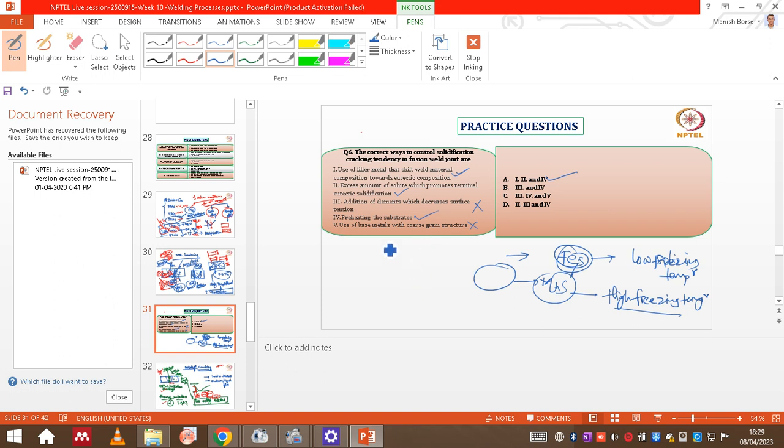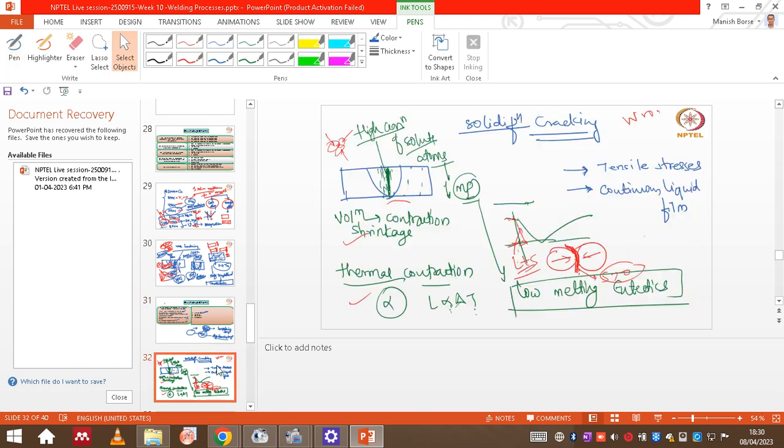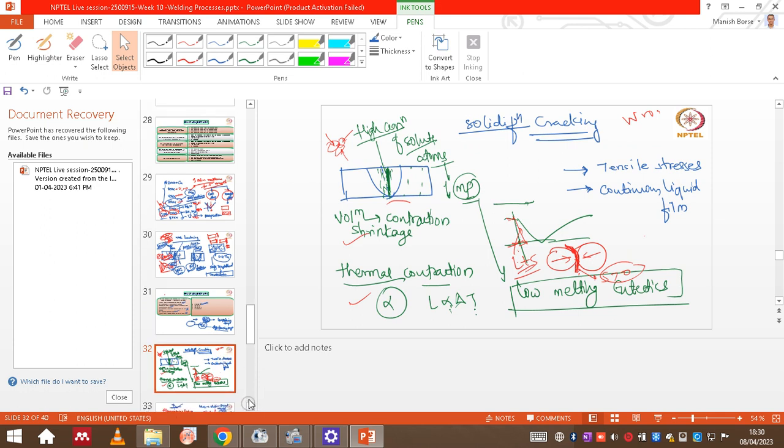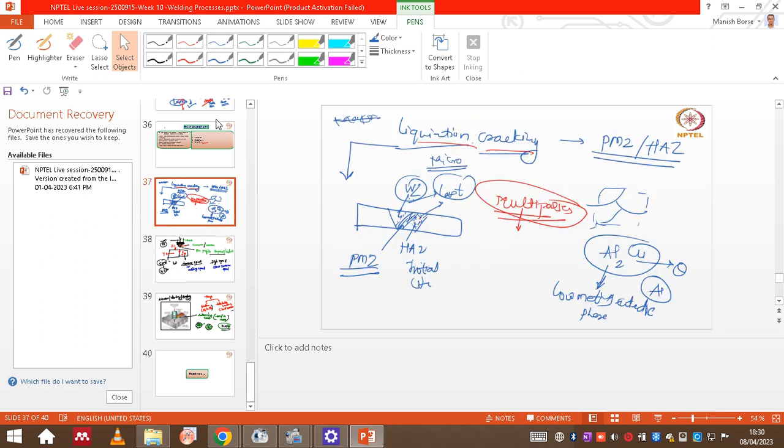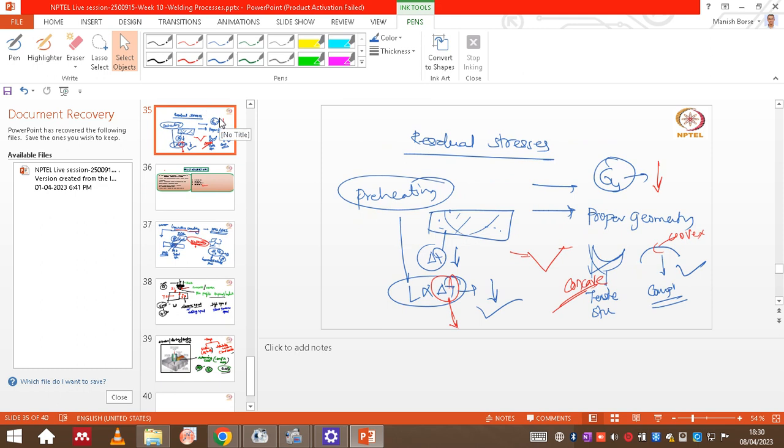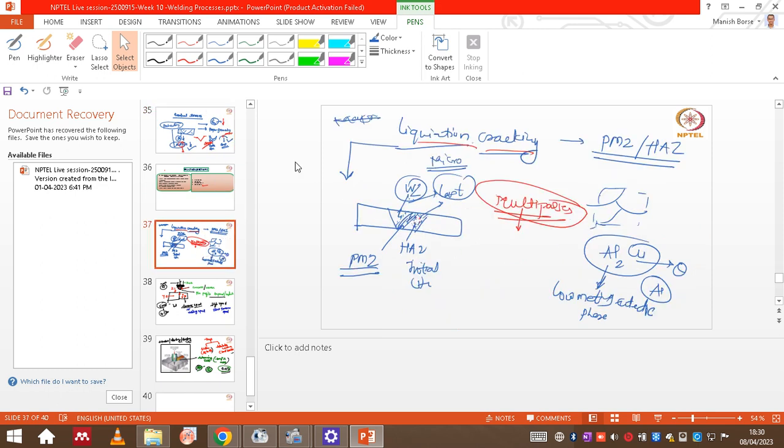Okay, so I think the first, second, and fourth options are correct. So what I already marked here, right? So yeah, this is all about solidification cracking, and I just want to say what the main difference is between solidification cracking and liquefaction cracking.